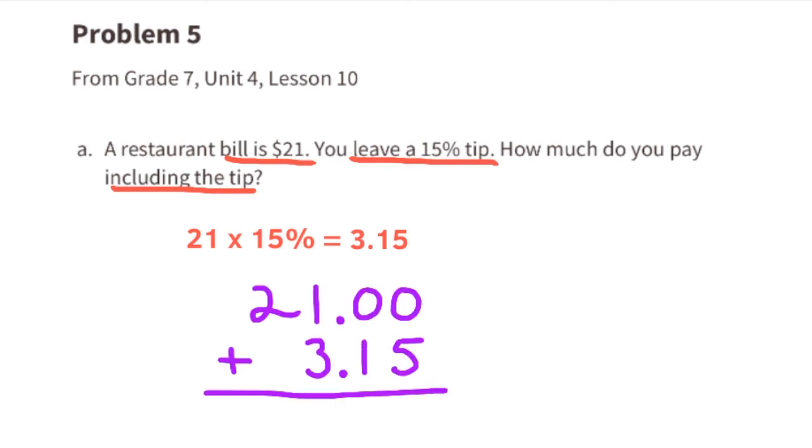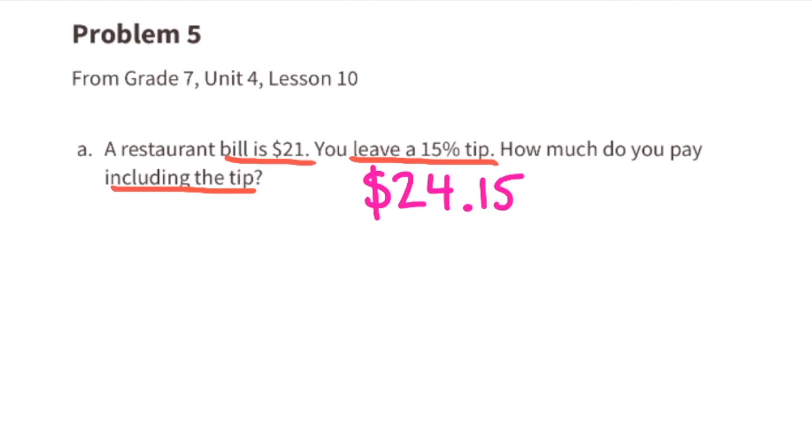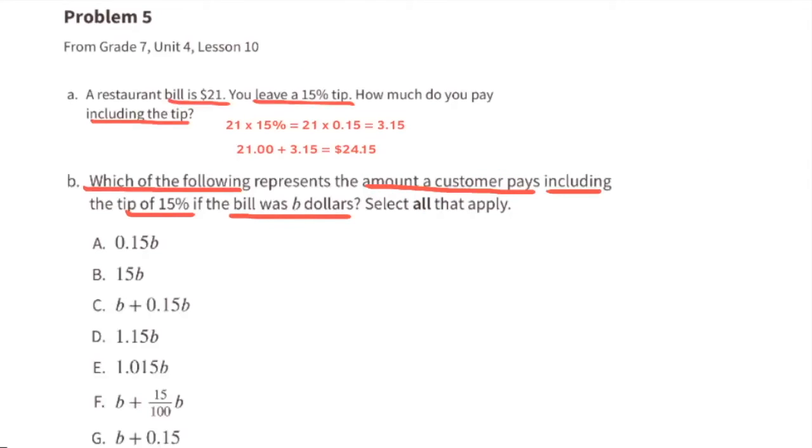Add that to the price of the bill. The total amount paid, including the tip, would be $24.15. B. Which of the following represents the amount a customer pays including the tip of 15% if the bill was B dollars? Select all that apply.